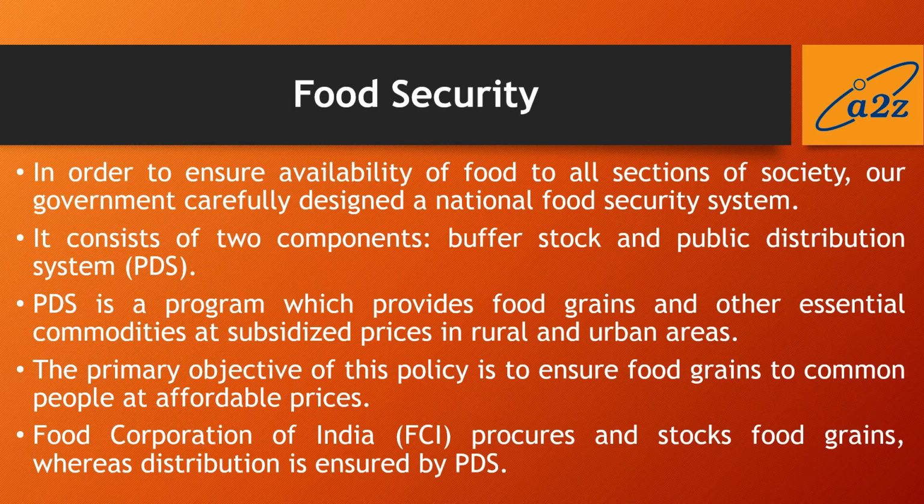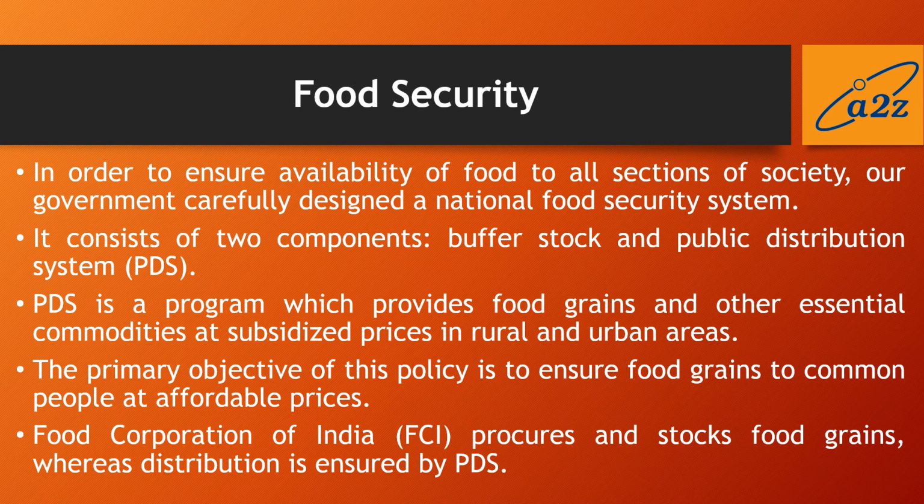Our next topic is food security. In order to ensure availability of food to all sections of society, our government carefully designed a national food security system. It consists of two components. They are buffer stock and public distribution system or PDS.